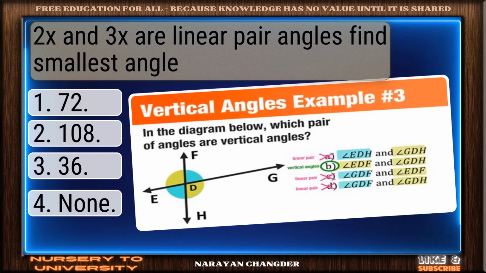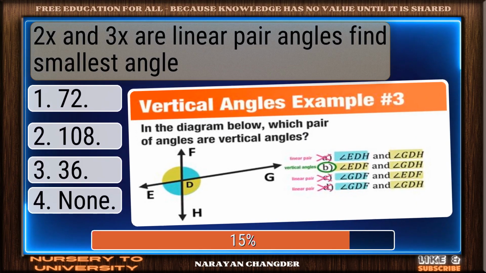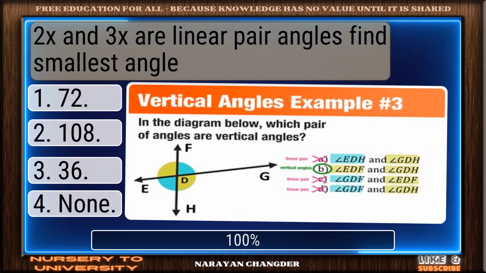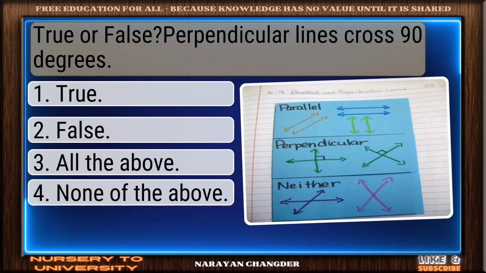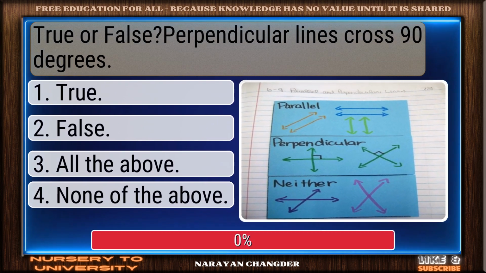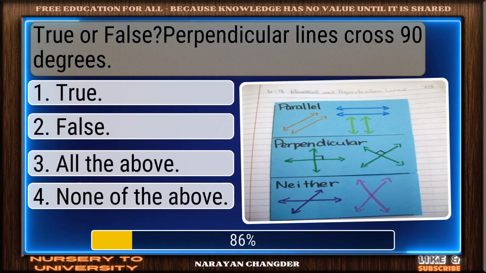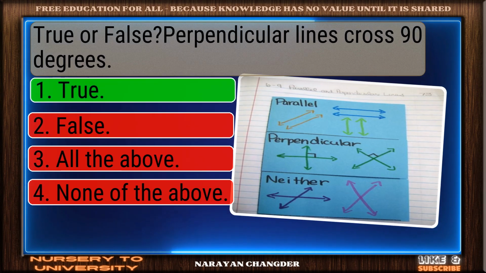Question number 167. 2x and 3x are linear pair angles. Find smallest angle. Correct response. 72 is the most accurate answer. Question number 168. True or false? Perpendicular lines cross 90 degrees. Great job. True is the accurate answer.